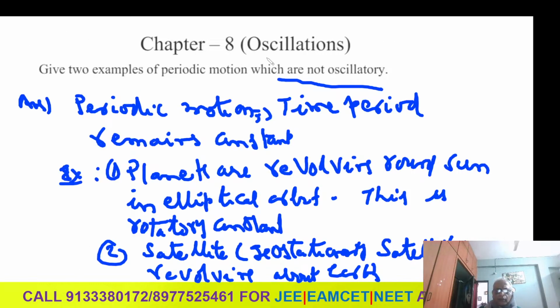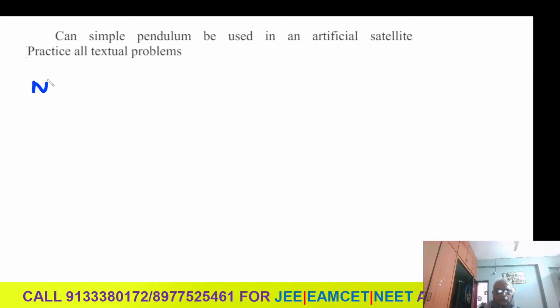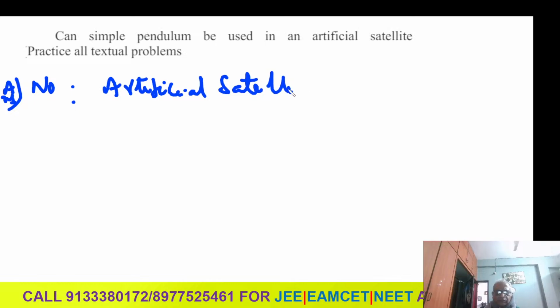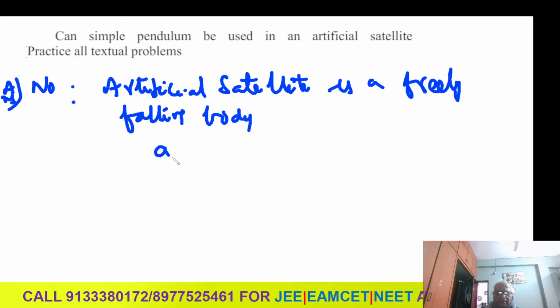Can a simple pendulum be used in an artificial satellite? The answer is no. Why? Because what is an artificial satellite? A satellite is a freely falling body. Freely falling means net acceleration is how much? g minus g is equal to 0. This is called net acceleration.